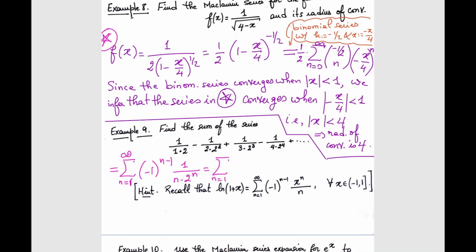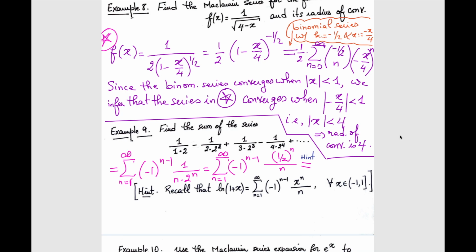Sigma n starts at 1 of minus 1 to the power n minus 1. I can think about this as 1 over 2 to the power n divided by n. Okay, that puts me in this context. Yes? Now use the hint here. What does the hint tell me?